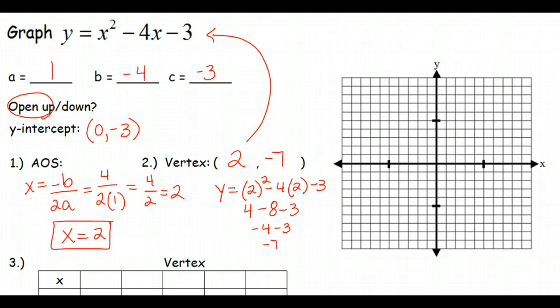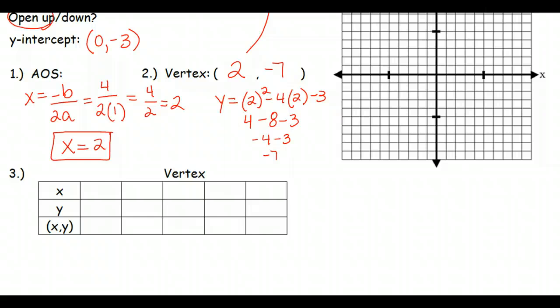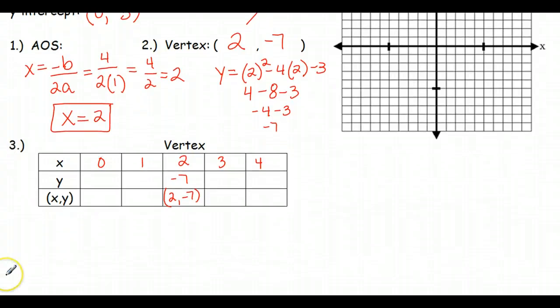The next thing I'm going to do is put my vertex into my table. Remember, the vertex goes in the middle, 2, negative 7. We want to find values bigger and smaller than our x. Since my x-coordinate is 2, we're going to pick 3, 4, and we're going to pick 1, 0. Now that we've done that, we're going to plug each of those into our function to find their y-coordinate. So for 0, we're plugging in 0.